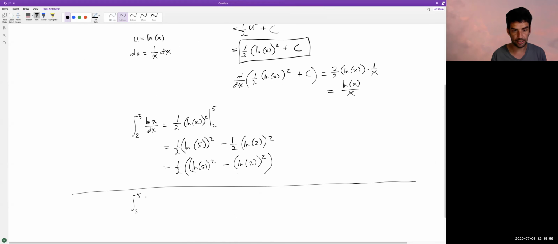So let's go back. Oops, I wrote this wrong over here. Pardon me, let me just correct this work. This looks really ugly. That will be x dx, pardon me. Okay, so we've got the natural log of x dx.